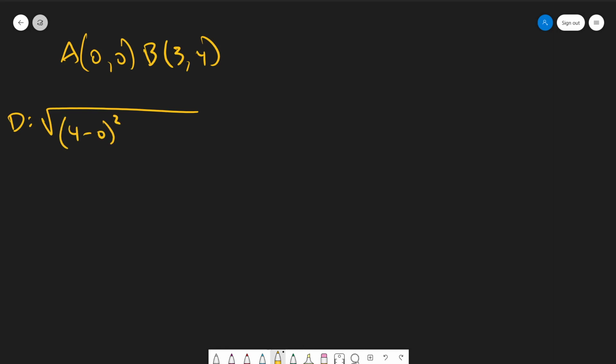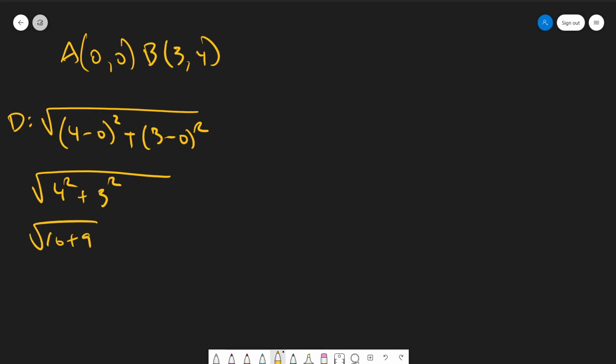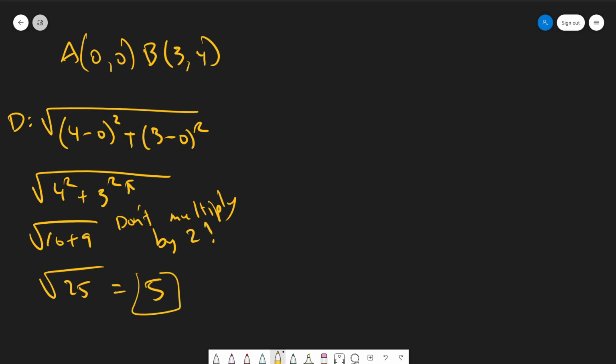4 minus 0 squared, 3 minus 0 squared, 4 squared plus 3 squared, 16 plus 9, 25. I'm going to write don't multiply by 2, do power of 2. And then the square root of 25 is 5. And now I'm going to do one by horizontal and vertical feel. So this is going to be, oh, this is AB, right?